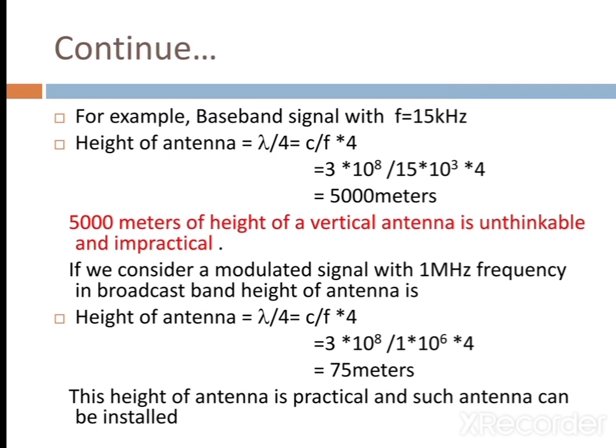That's why, if we consider a modulated signal whose frequency is 1 megahertz, then find out the height of antenna using the lambda by 4 equation. Then the height of antenna is 75 meters. This height of antenna is practical and such an antenna can be installed. That's why modulation is necessary to reduce the height of antenna.